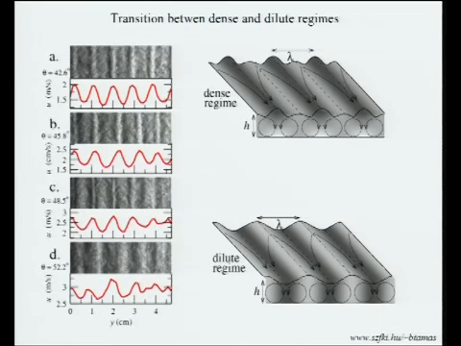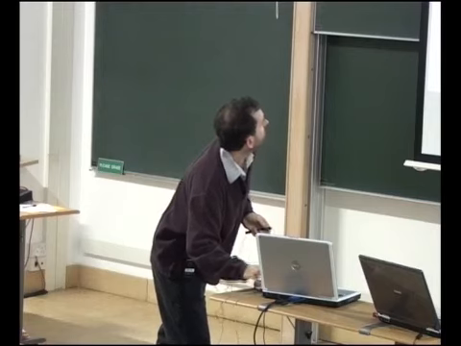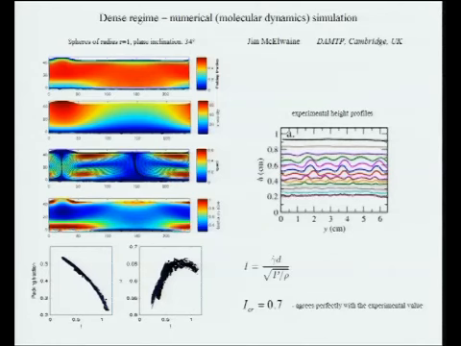So just one more slide showing the transition between the dense and dilute regime. As we go from here to there, in between the fast moving regions, the fluffy region emerges more and more and suppresses these peaks here.